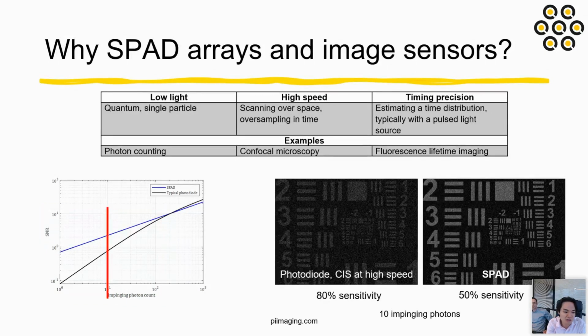In conjunction with low light applications, there are also high speed applications, such as confocal microscopy, where you need to scan over space and time. When it is high speed, you are naturally exposing the sample for a much shorter time, which means you will get less light. This goes back to the low light condition. The third scenario is for timing applications, such as fluorescence lifetime imaging and other types of time-resolved imaging applications.